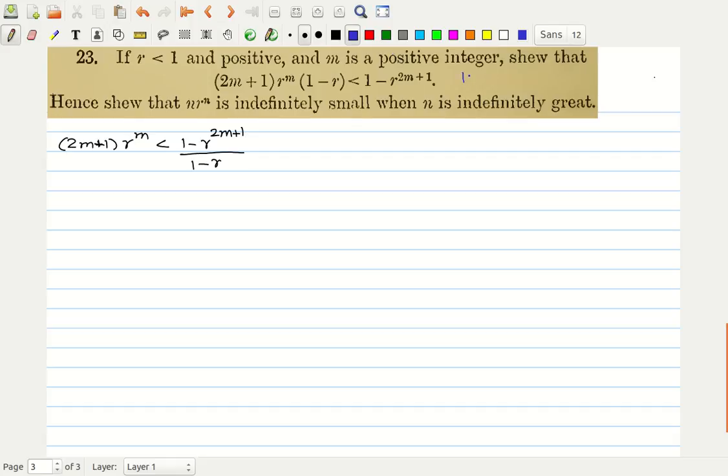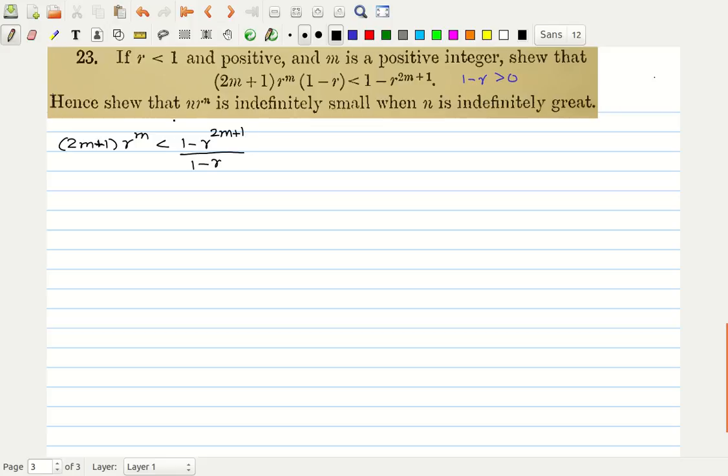1 minus r is always greater than 0. Why? Because r is less than 1 and is a positive quantity. So that is why we can simply divide both sides of the inequality by 1 minus r, and this inequality will hold, right? Now what do you think is the right hand side?